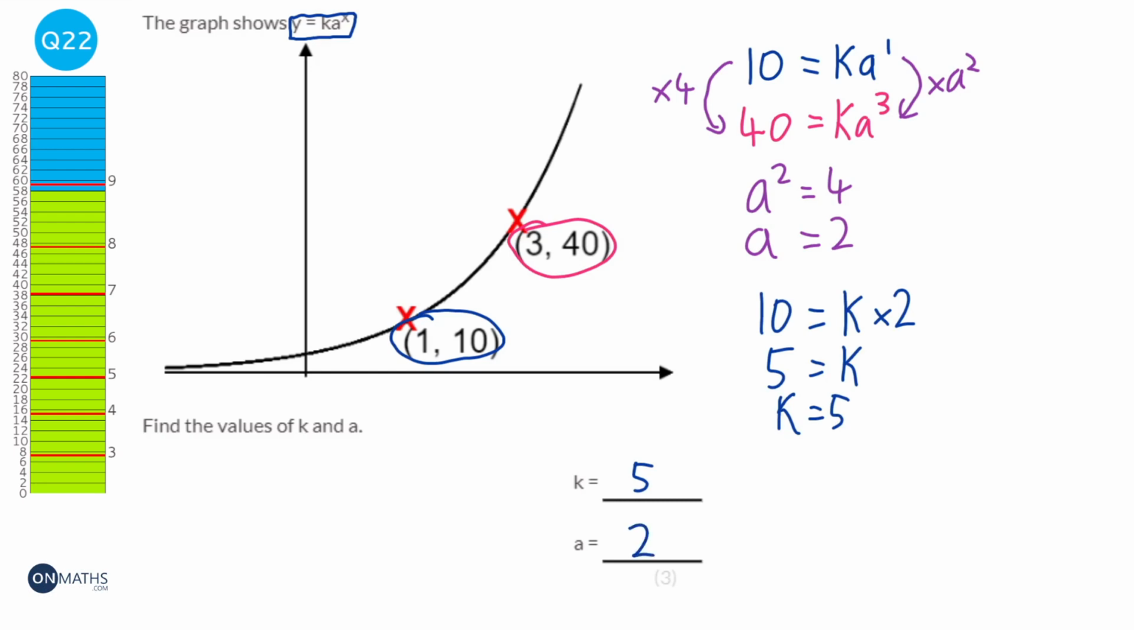Now check that works. So let's have a look at this second coordinate. And we're going to do y equals 5 times 2 to the power of 3. 2 to the power of 3 is 8. 5 times 8 is 40. So we know that our equation works.